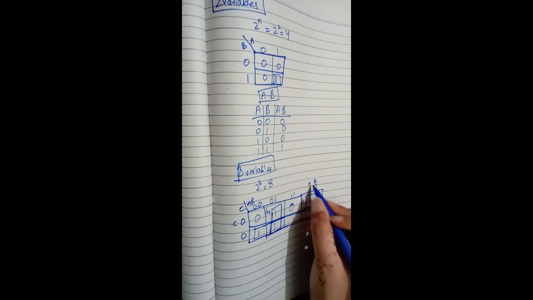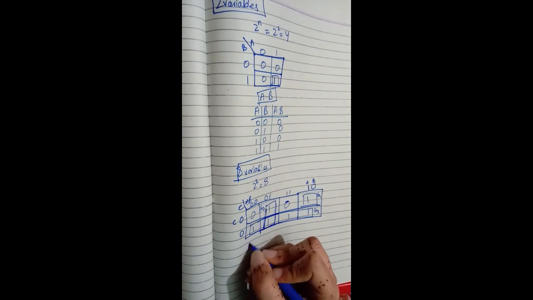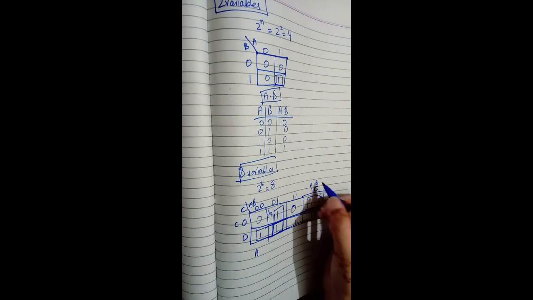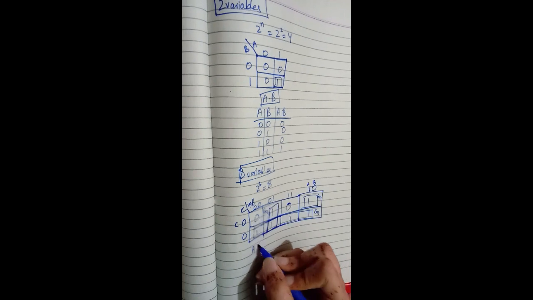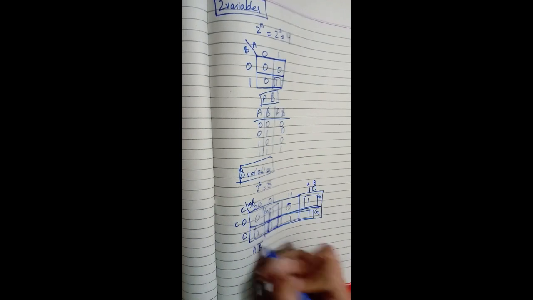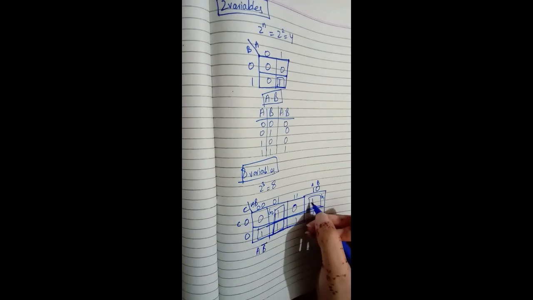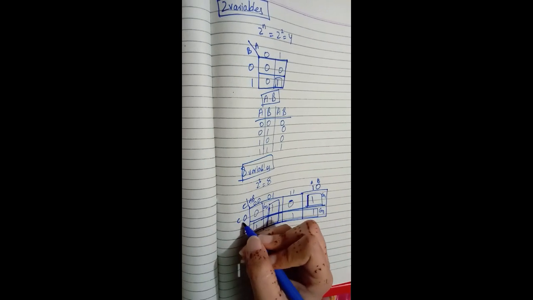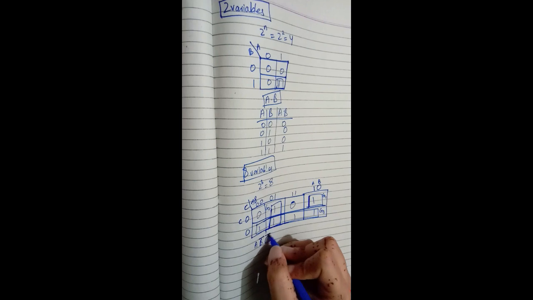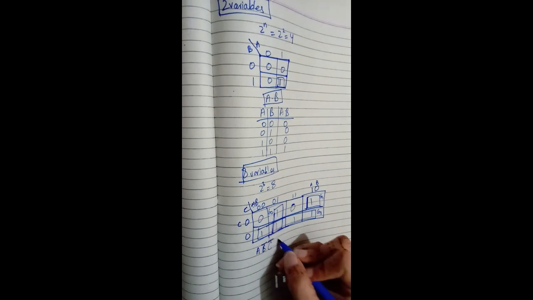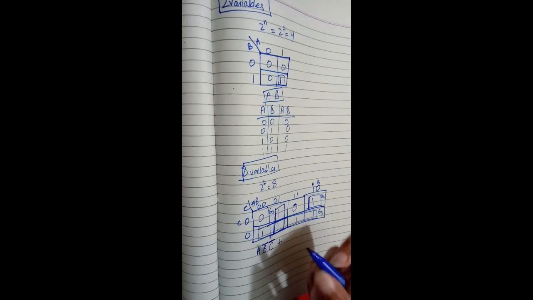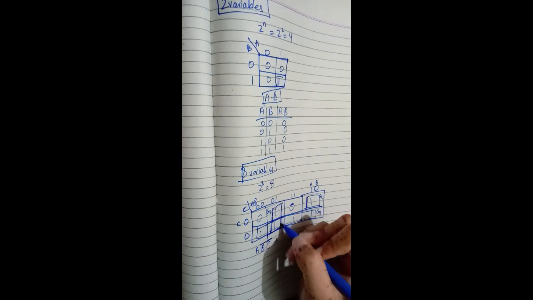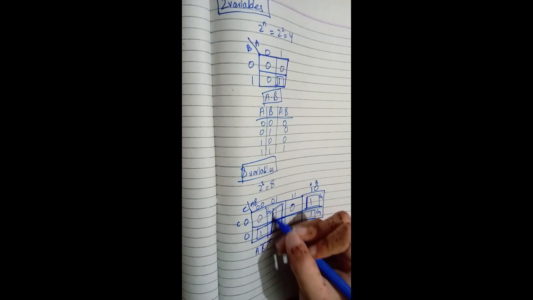For one is with A, we can write A. Okay, so in B we have 0, so we will write it as B bar. And we have in the first group, the C is also representing 0, so C will be also written as C bar. In the group 2, this is our group 2, see it carefully, this is very important.